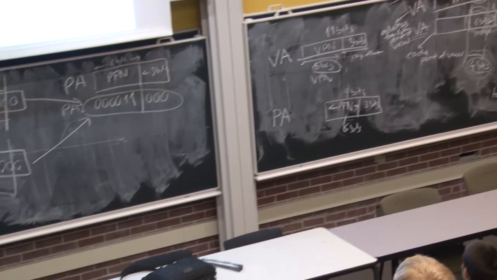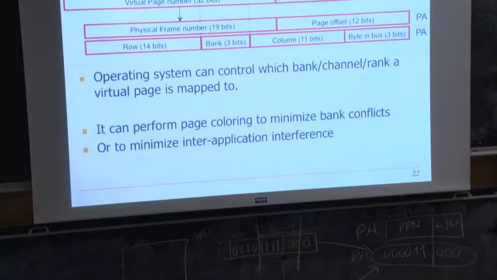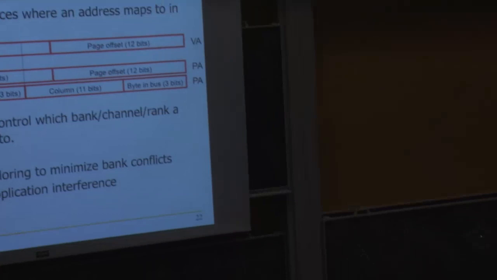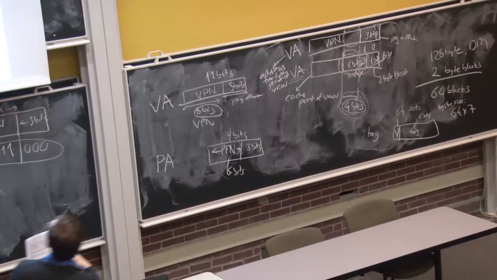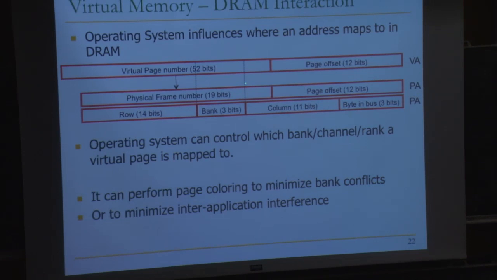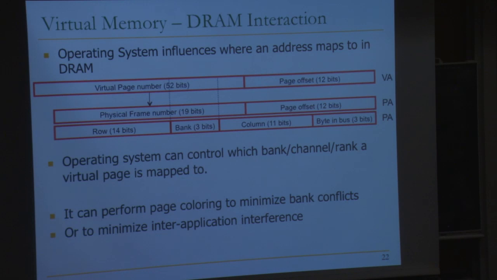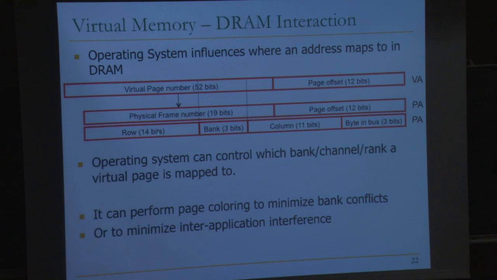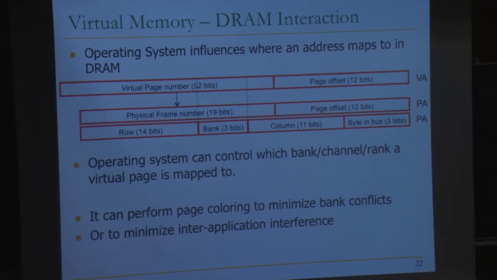For example, we'll see this later on, but the operating system actually influences where an address maps to in DRAM as well. So you can think of, here I gave you two points of view of the virtual address: from an address translation point of view, and from a cache point of view. But you can also think of it from a DRAM point of view. So if you look at this, this is a virtual address, and it turns into some physical address after translation. DRAM is usually accessed with a physical address because it's physical memory, right? But the physical address is broken into different bits. It could be byte in bus. It could be a column in a bank. It could be which bank. It could be which row in that bank, right? And if you look at this, the virtual page number to physical frame number translation here influences the bank bits.